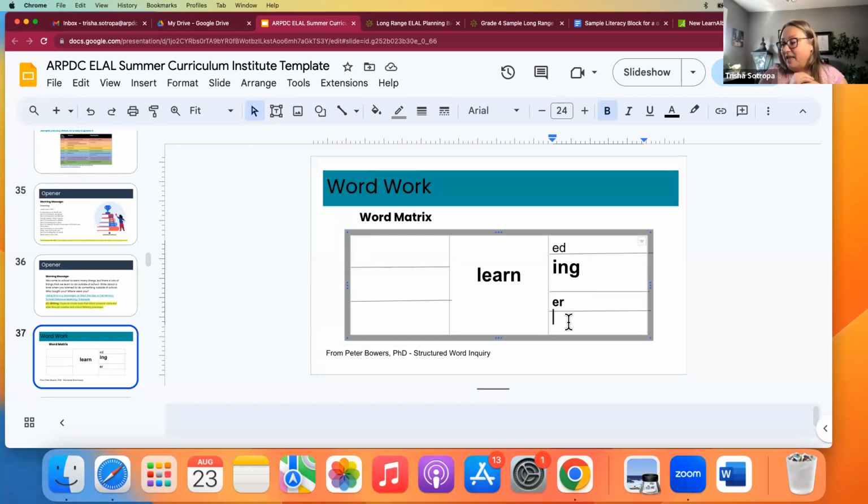And if we look at the vocabulary section of the grade 4 curriculum, it tells us that they should learn the suffix able, A-B-L-E. So if something is learnable, then we would have a discussion about what kinds of things are learnable and not learnable.